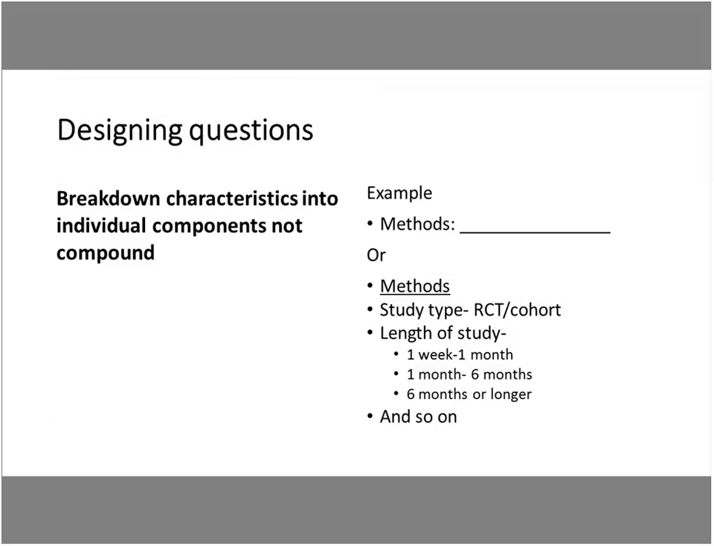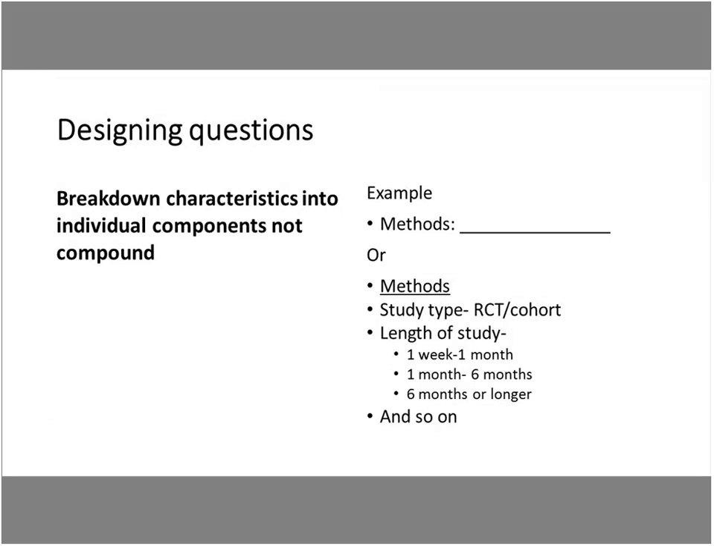So in designing those questions, I talked about this a minute ago, but you really want to break down the characteristics into individual components, not compounded. For example, if they just have on their form a big blank that just says methods, and they can type all kinds of things in there, later on when they have 20, 30 studies coded and they go back and look in that column, they're going to have to recode that whole column based on that paragraph they typed in there.